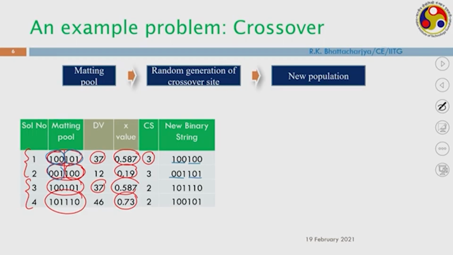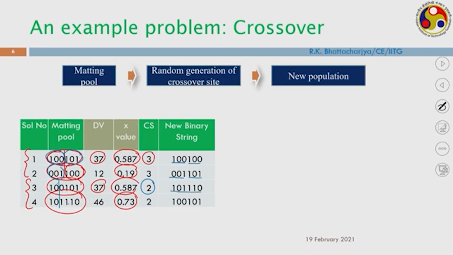Now, when you go for crossover of the third and fourth solutions, the crossover site is 2. So, this is the crossover site now. What will happen? This is 10 and this is 10. Therefore, once you swap, you are not getting any new solution. Sometimes it may happen like that, but anyway. Here I am getting the crossover site of 2, so the first solution will be 101110.